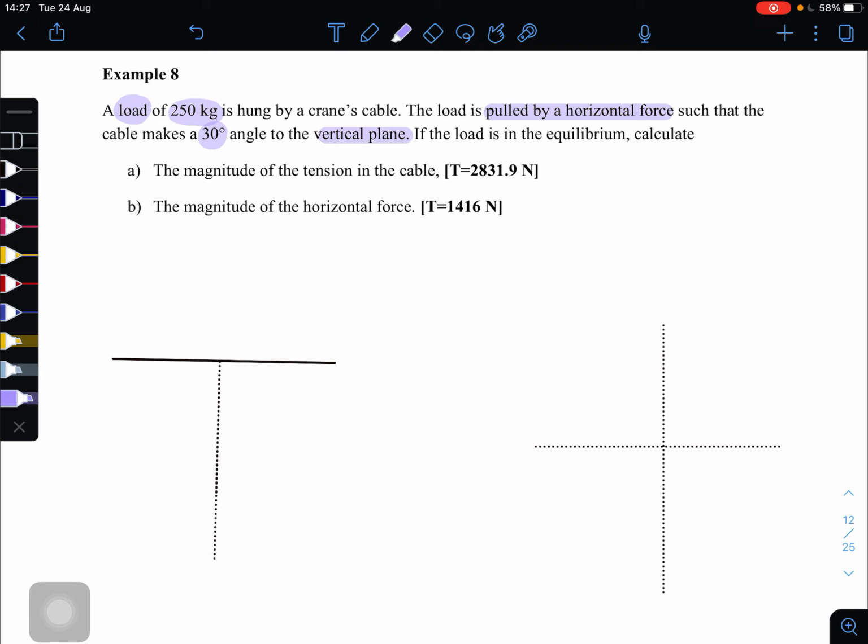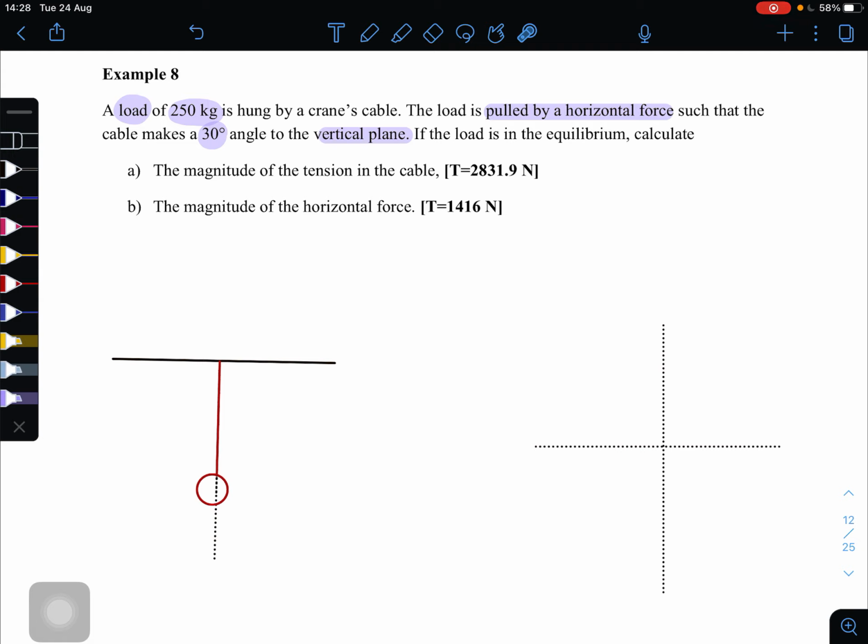Okay, so now we can imagine like this. This is a cable and this is the load. Initially it's just hanging on itself, the cable and the load. And then what happened is the load is pulled by a horizontal force. It doesn't say if it's to the right or to the left.